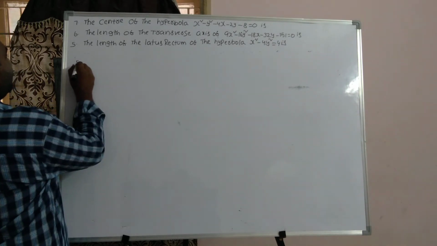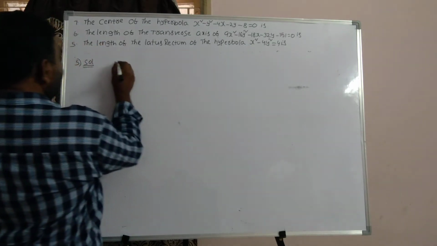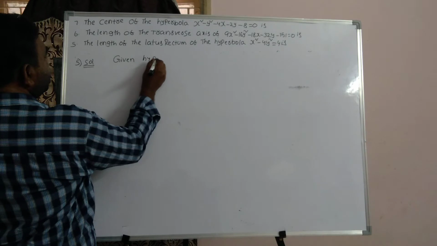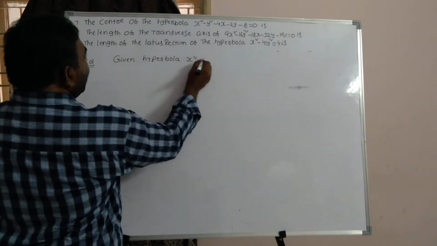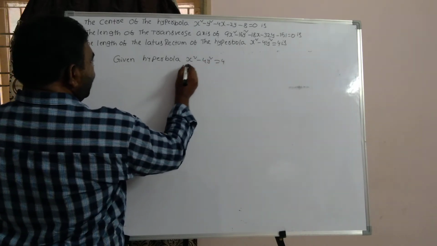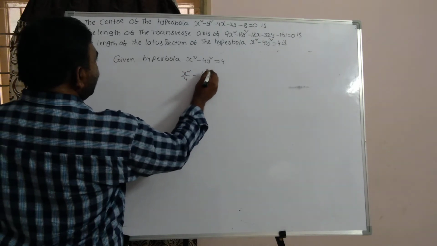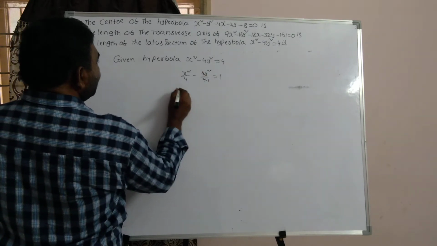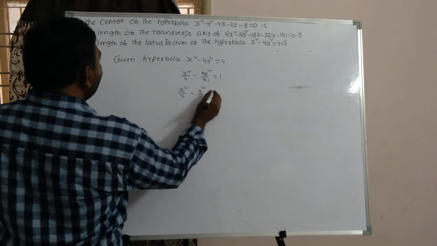Here, fifth one solution. Given hyperbola, x square minus 4y square is equal to 4. Divide on both sides with 4, we get x square by 4 minus 4y square by 4 is equal to 1. So here 4 ones, we get x square by 4 minus y square by 1 is equal to 1.